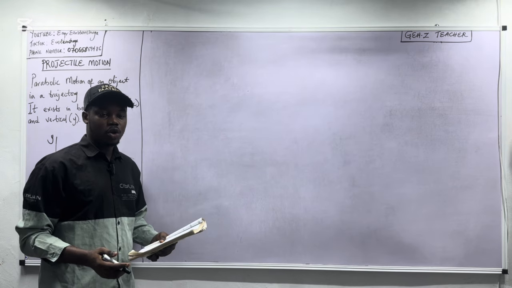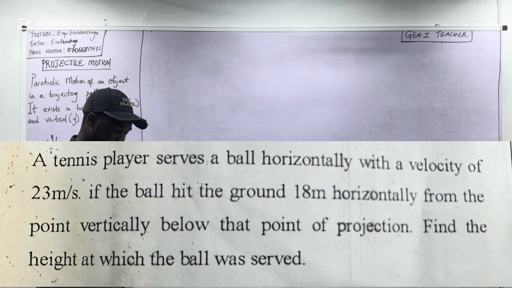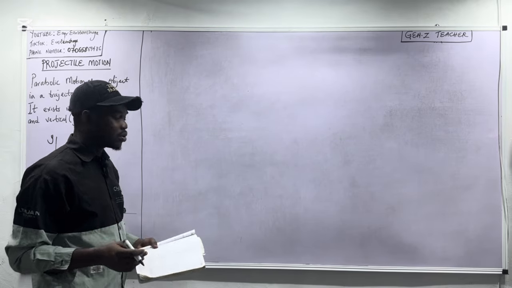Okay, question number 1 as shown on the screen. It says a tennis player serves a ball horizontally with a velocity of 23 meters per second. If the ball hit the ground 18 meters horizontally from the point vertically below the point of projection, find the height at which the ball was served.